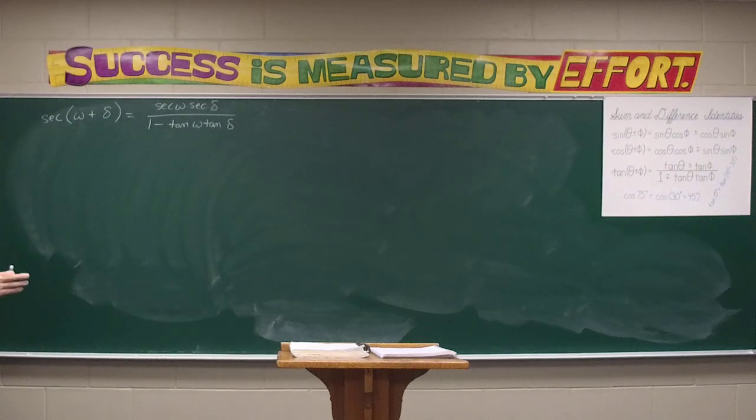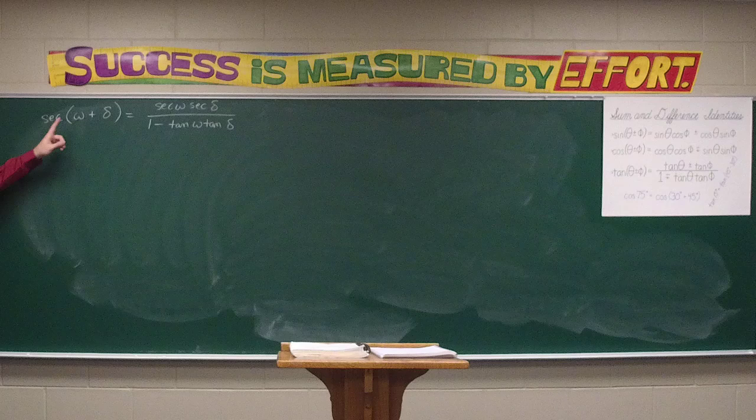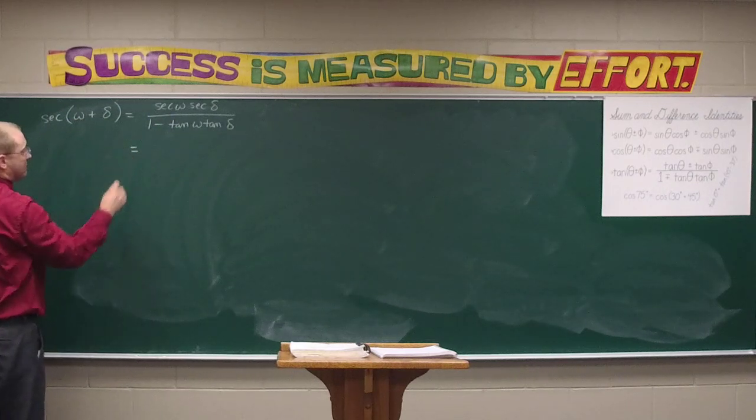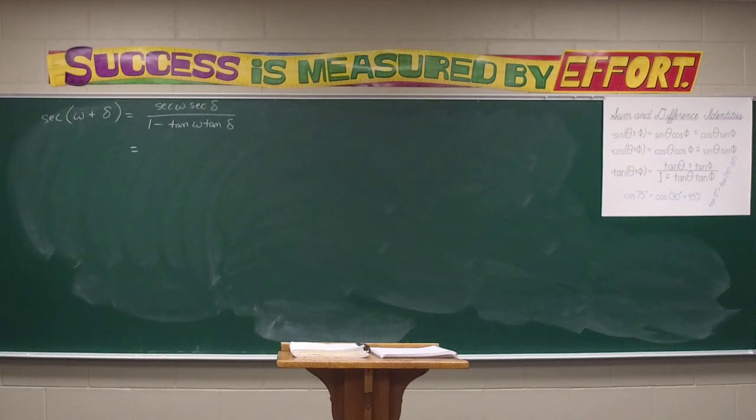The right side. But, strategy tip for you. Anytime you have a sum difference identity, it is automatically the most complicated side. This is more complicated than this. We're always going to start with a sum difference identity because you know automatically exactly what to do. What must I do here?